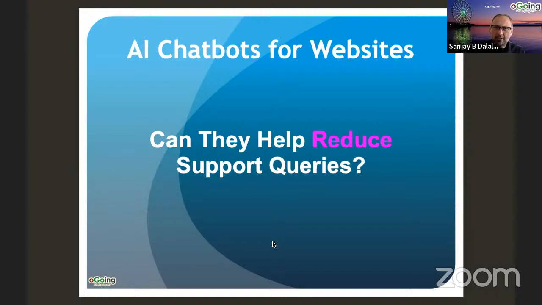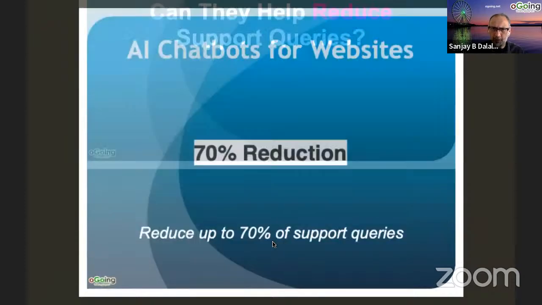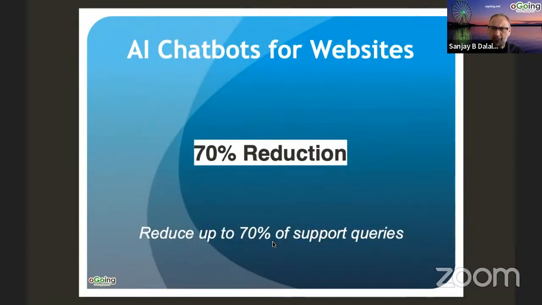But here's a question: can chatbots actually help reduce support queries? And the jury is out, folks. The answer is yes, it can. Especially if you have a company which has products or complexities, even your own services, where a lot of people have simple questions. Yeah, 70% reduction overall. Of course, it could be 50%, but the reality is, imagine if many of your prospects can get the answers they need most of the time using this AI chatbot.